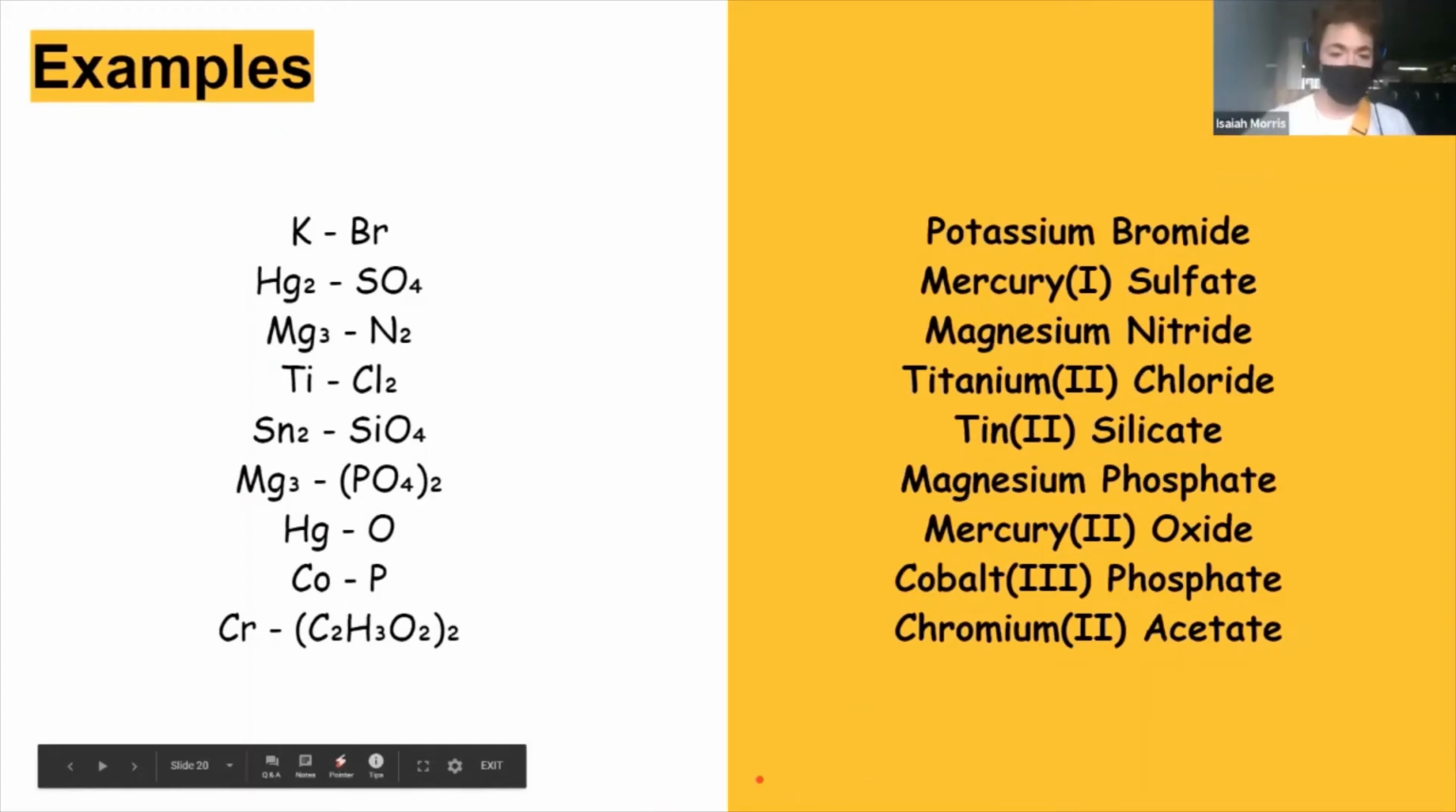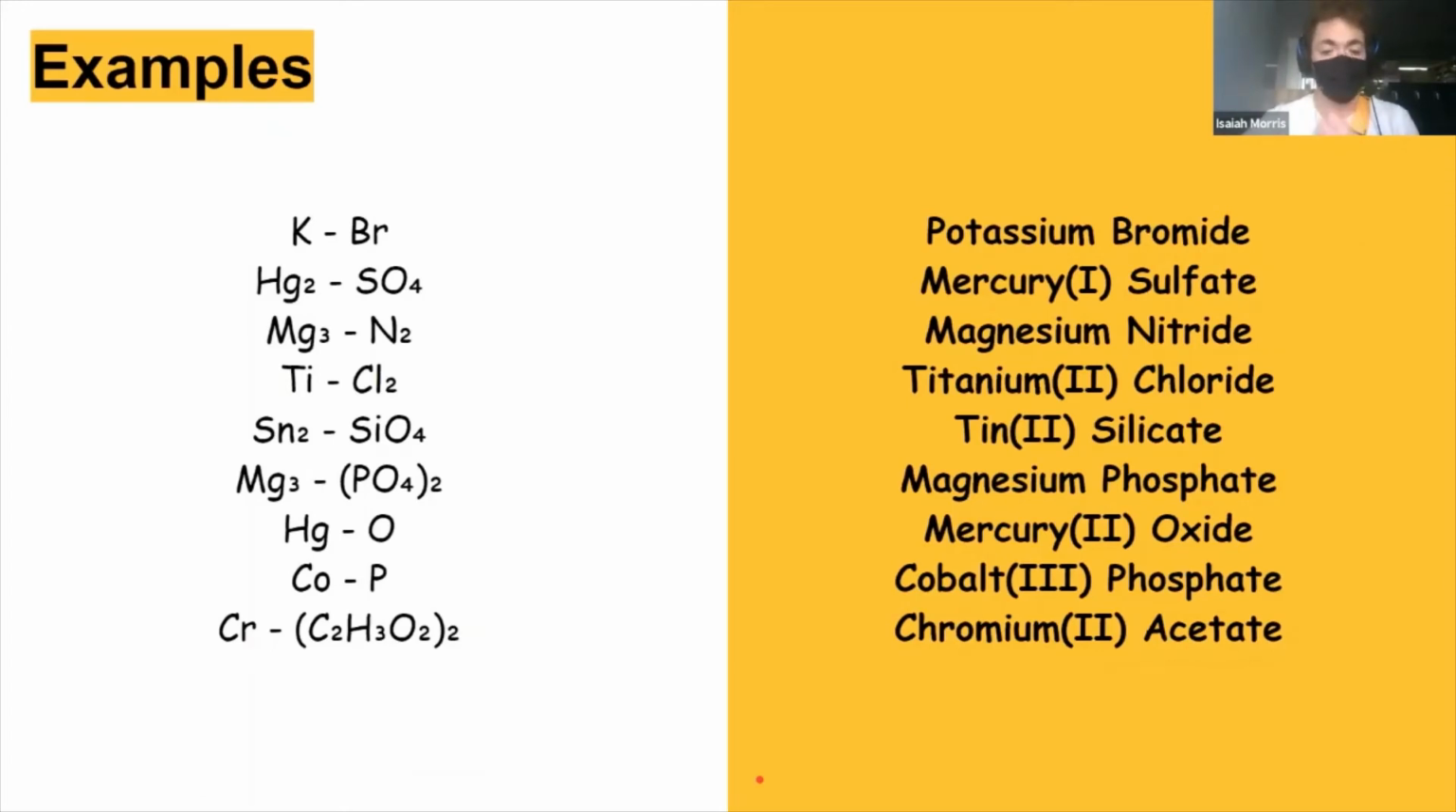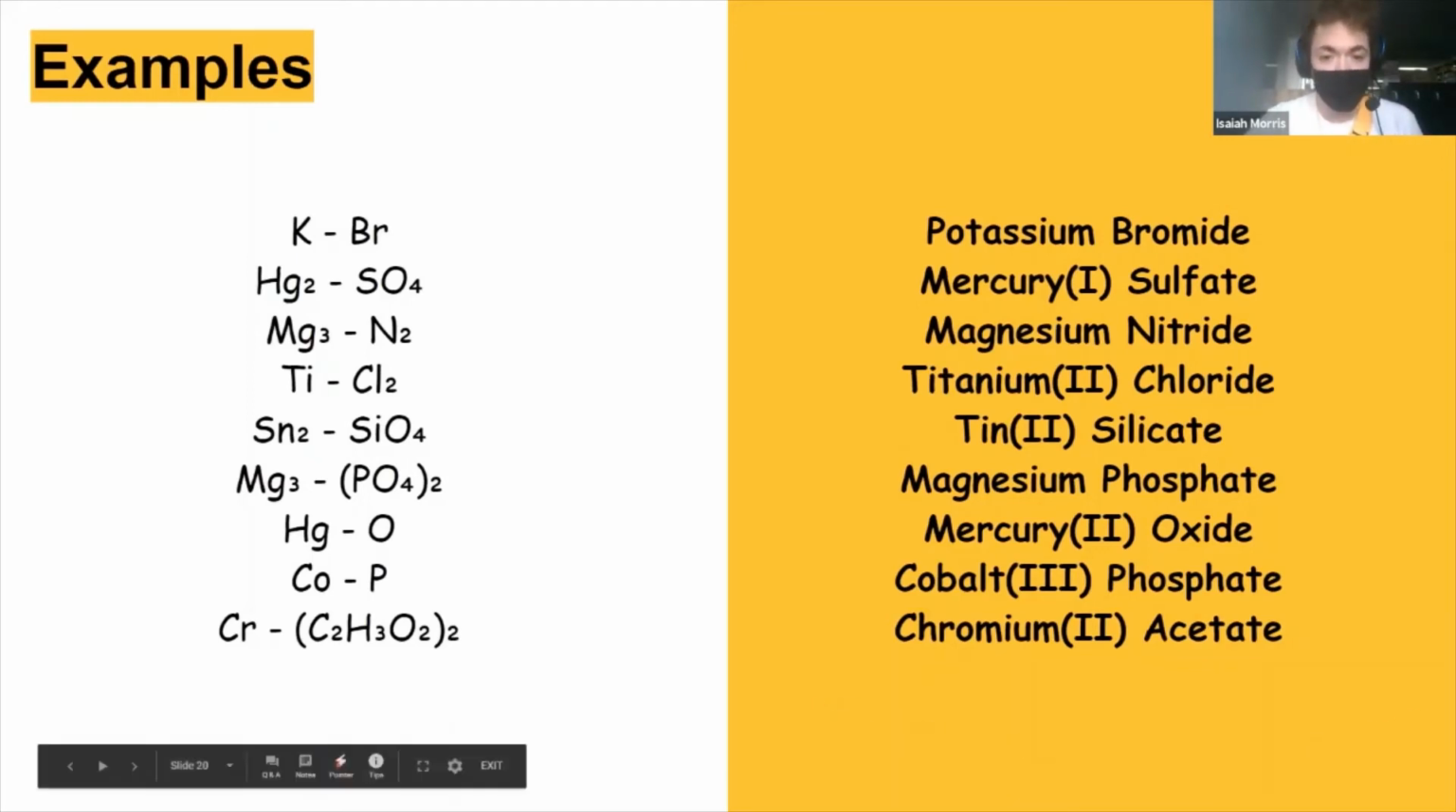Sure. The acetate polyatomic ion is C2H3O2, and it carries a +1 charge. So that being said, we have chromium 2, because as you can see, there's 2 of them. It has that subscript of 2.